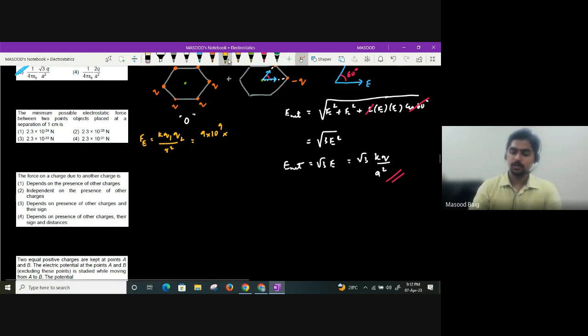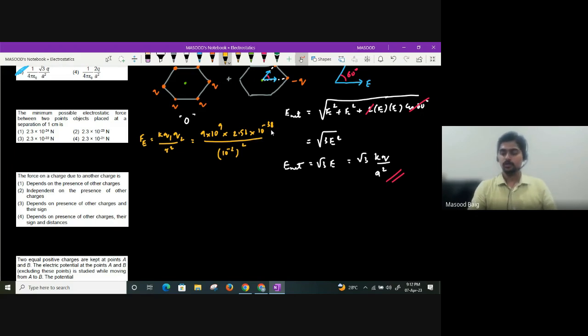So I'll write 1.6 whole square. What will I get, beta? 2.56 into 10 power minus 19, the basic unit of charge. Now if I do whole square, I'll get 10 power minus 38, divided by r square. Separation is already given as 1 centimeter, so I can write it as 10 power minus 2 whole square. Clear, all of you? Now look, 38 is there, 9 is there, so you'll get minus 29, and in the denominator you have minus 4. I'll get minus 25. Yes or no, all of you?